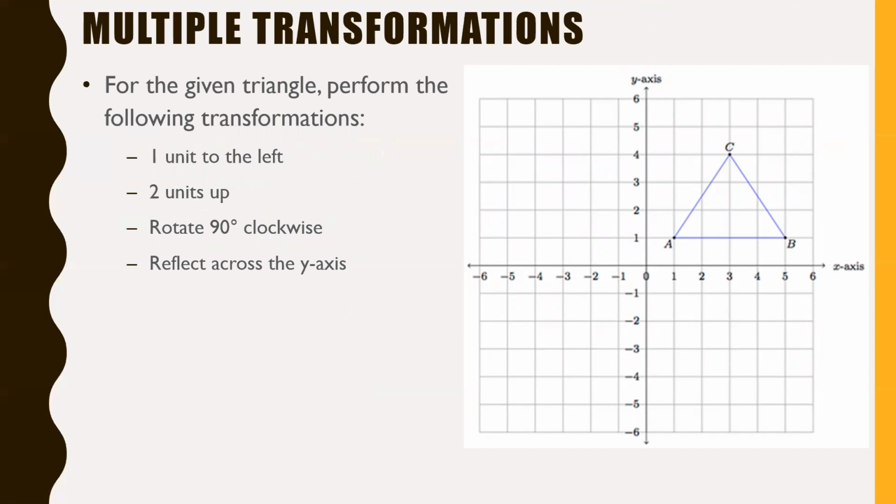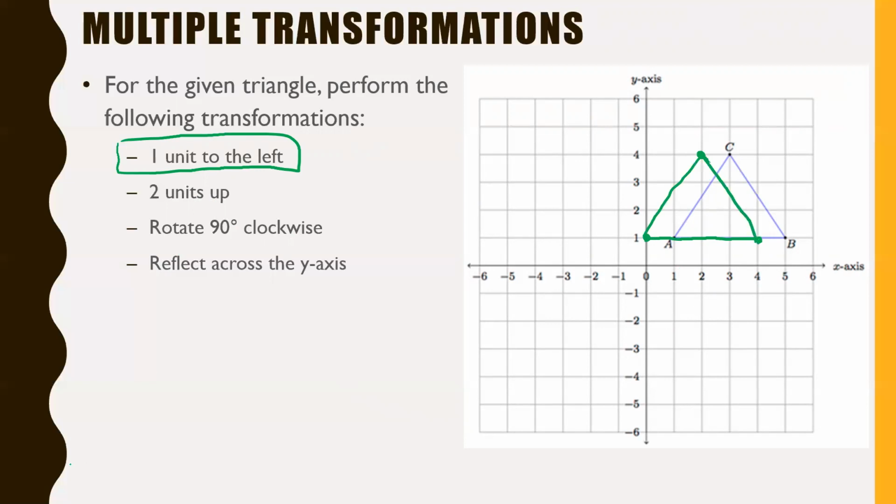For the given triangle, perform the following transformations. 1 unit to the left, 2 units up, rotate 90 degrees clockwise, and then reflect across the y-axis. So we got more transformations we're doing on this one, but it's the same general idea. In the first one here, I'll do 1 unit to the left. So I'll do that one in green. Everything 1 to the left, that's going to be pretty simple. A is going to go here, C is going to go here, and B is going to go there. So I'll redraw my triangle using that transformation.